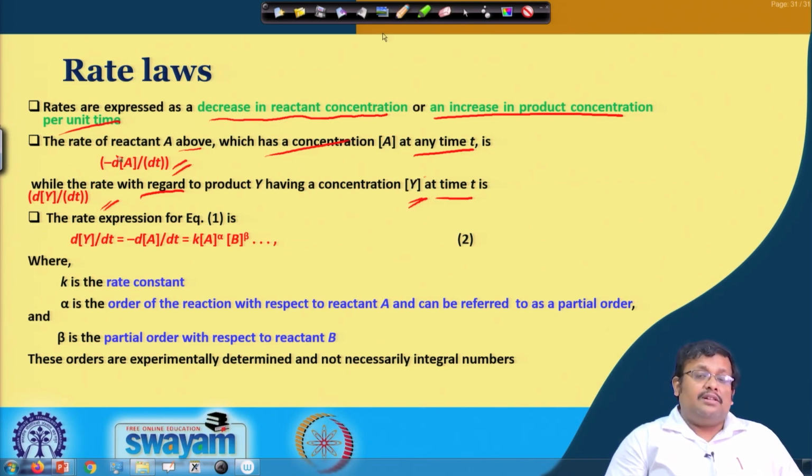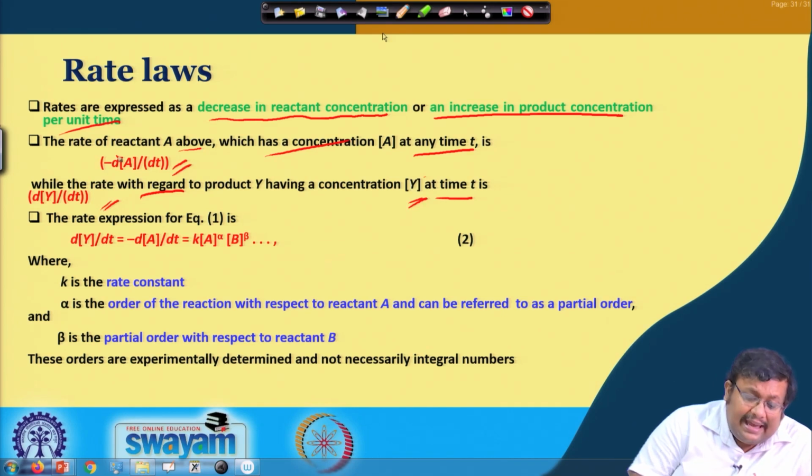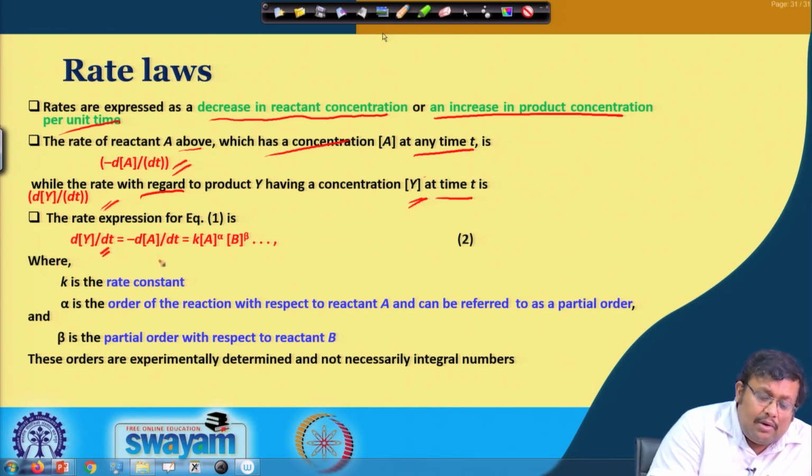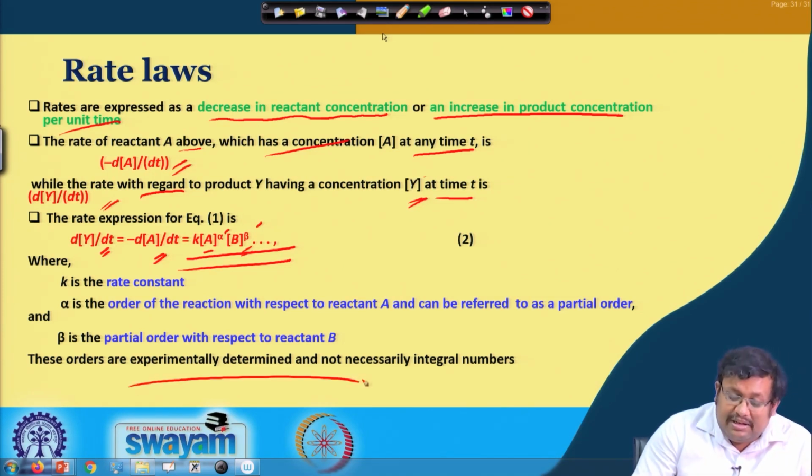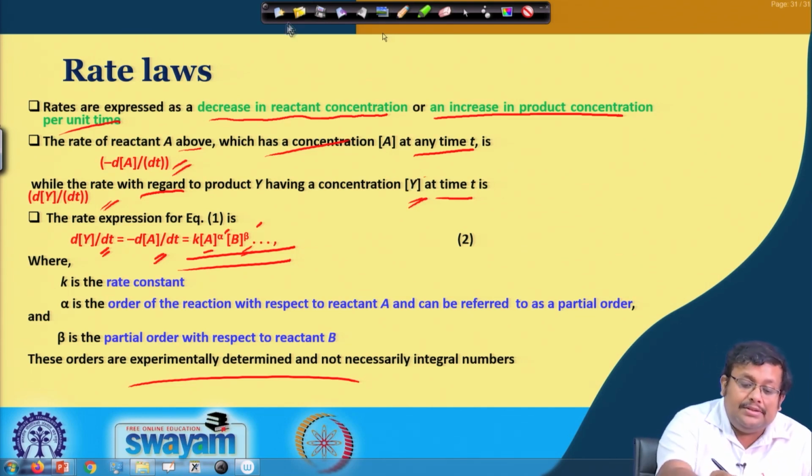So, the rate expression for this equation 1 can be expressed as dY by dt equal to minus dA by dt, which can be represented by this, where k is a rate constant, and alpha and beta are the orders of the reaction with respect to reactant A and reactant B. Now, alpha is known as the partial order for A and beta is known as the partial order with respect to reactant B. Remember that these orders are experimentally determined and not necessarily integral numbers.